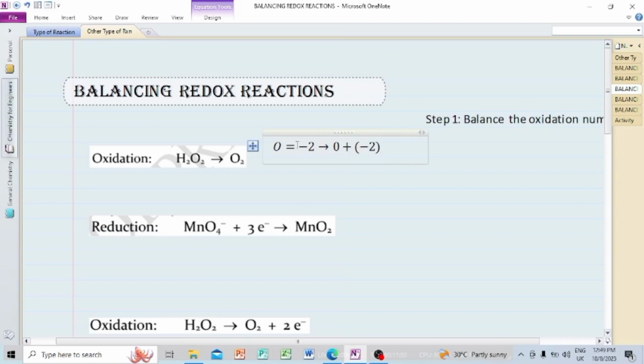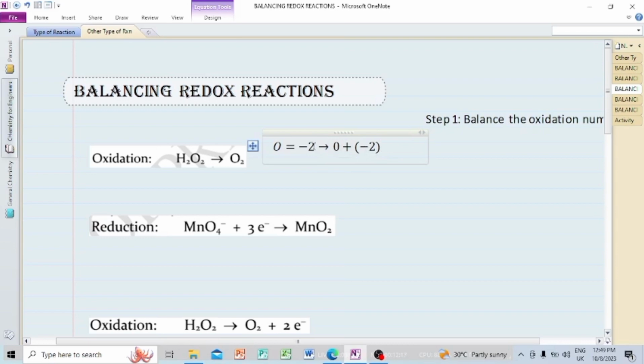Plus negative 2, since, di ba, negative 2, dapat equal siya. Ang oxidation number ng reactant side natin must be equal to the oxidation number of our product side. So, dito, negative 2 yung oxidation number ng ating reactant side. So, let us balance the oxidation number. From negative 2, naging 0. To make it negative 2, dito sa product side natin, we will add negative 2.